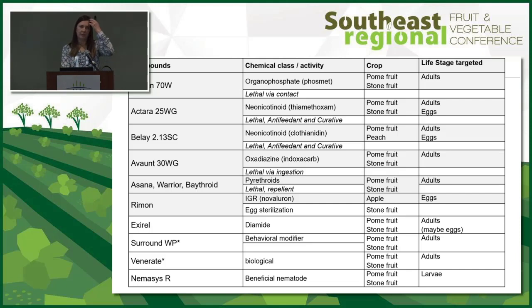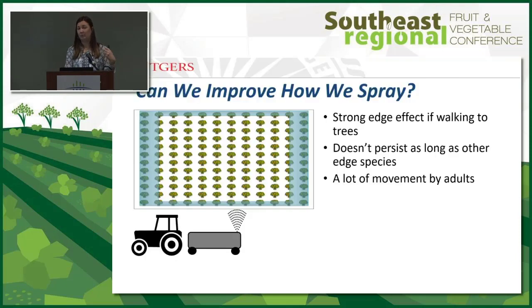So can we take all this information? We know that insecticides are our primary tool for managing plum curculio, but can we spray better? We've done a lot of work in my lab with border sprays for control of other pests, and so we wanted to see if that would work for plum curculio as well. We know that we have a strong edge effect if the bugs are walking. We know it doesn't persist as long as our border sprays, that border effect for other insects, because we have a lot of movement by the adults.